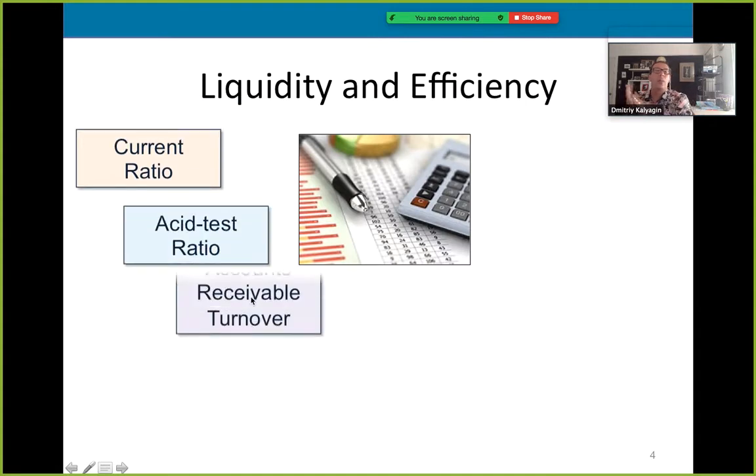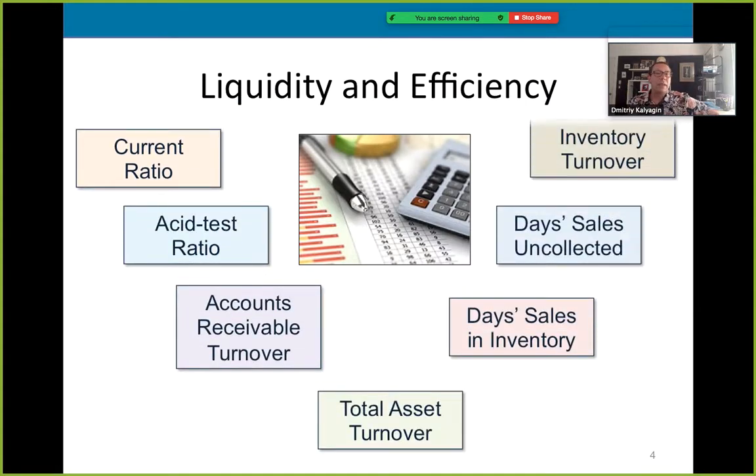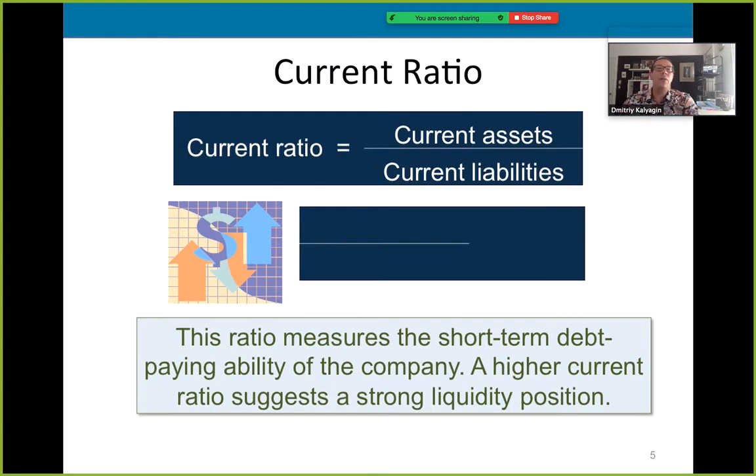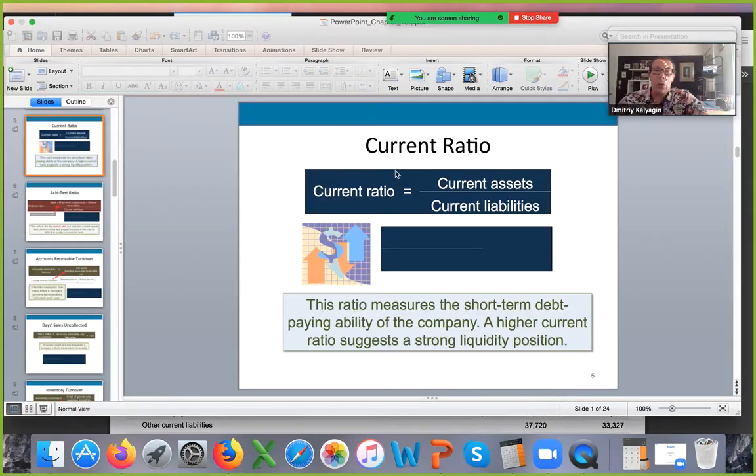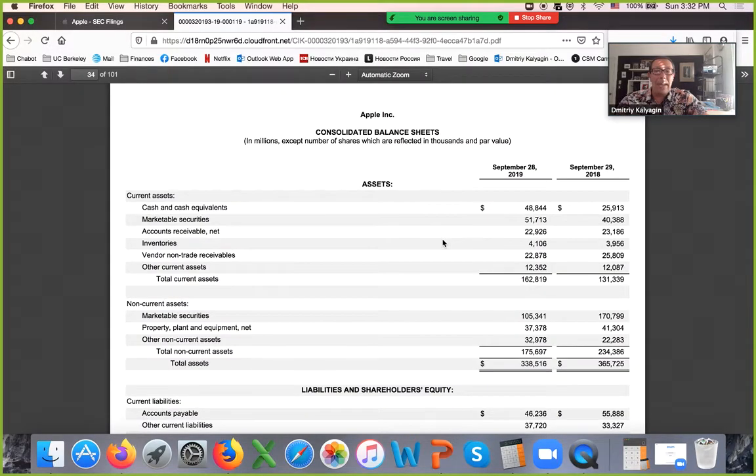And the first group will be, as I mentioned previously, the liquidity and efficiency ratios. So we're going to look at these 7 ratios, starting with the current ratio. So here is the formula for the current ratio, which is going to take the current assets for Apple, and we will divide them by current liabilities. So let me just go back to Apple's balance sheet. I'm going to take current assets.